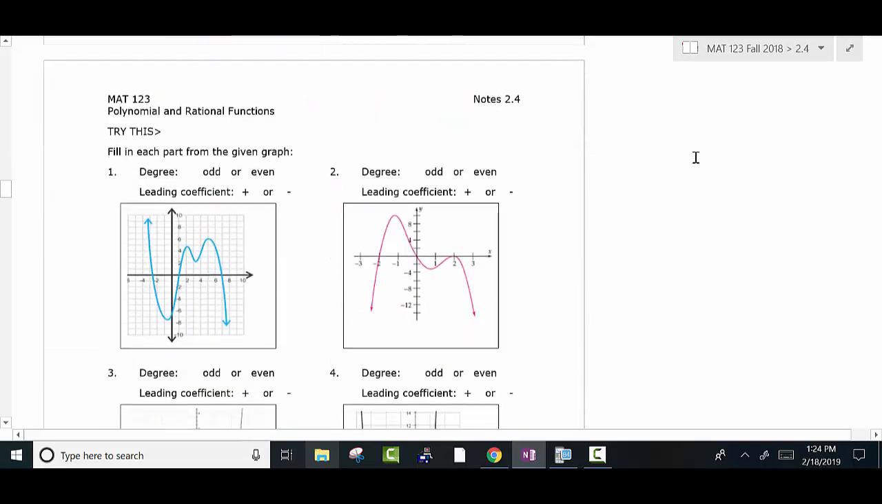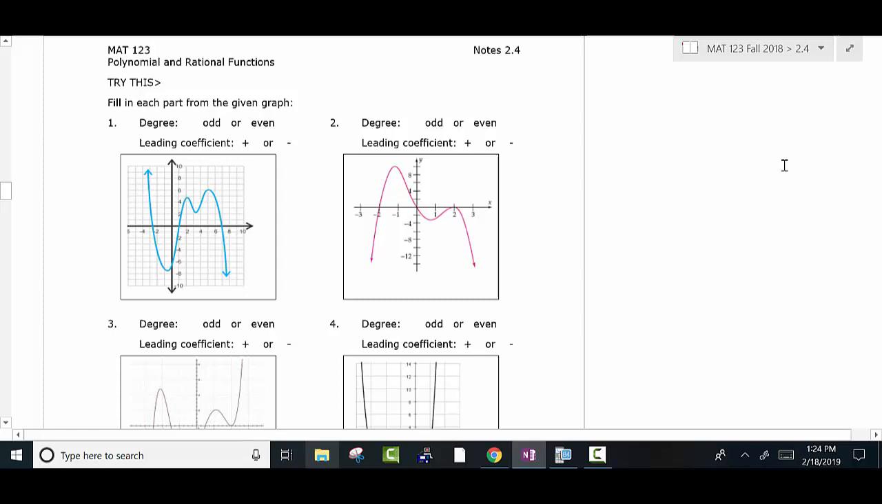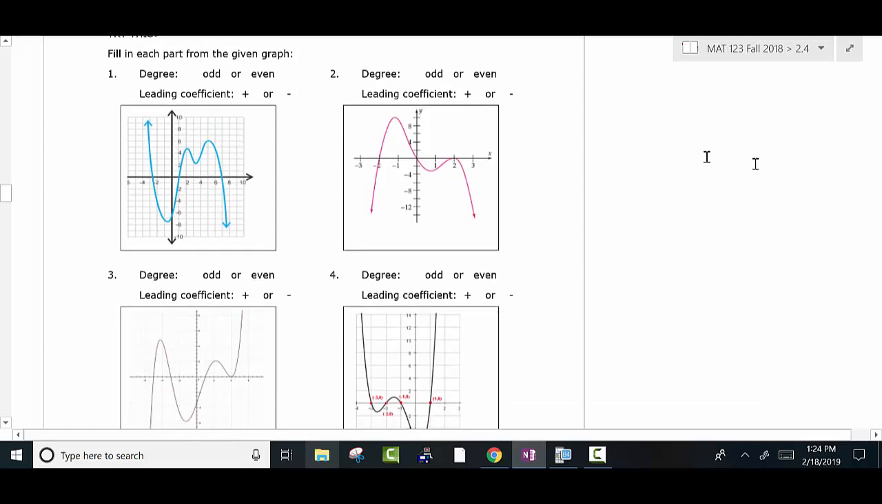Okay, let's do these together on this thing, because you're just now learning this. So let's see on this one. Problem number 1, I give you a graph. Would the highest power be an odd number or an even power?